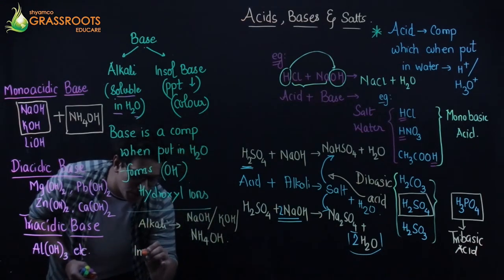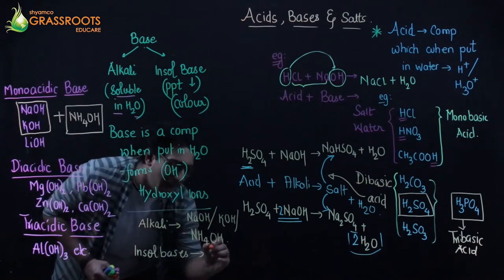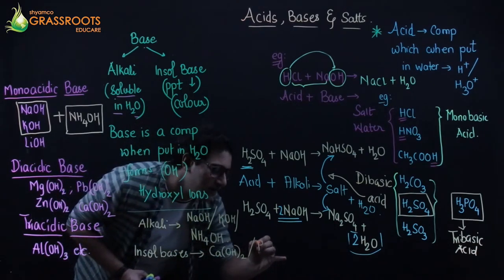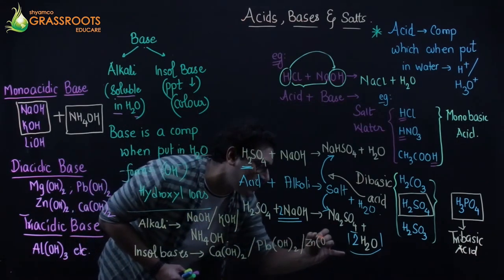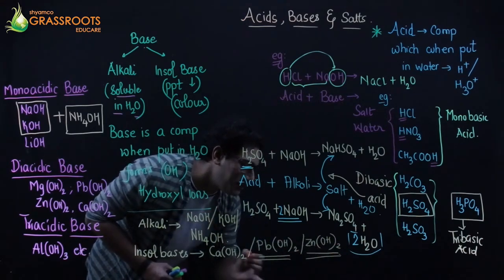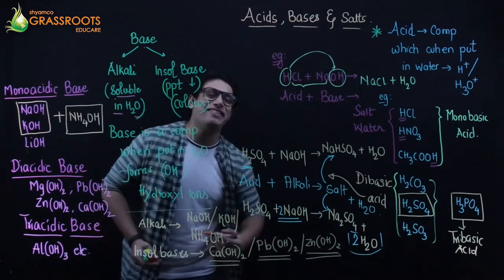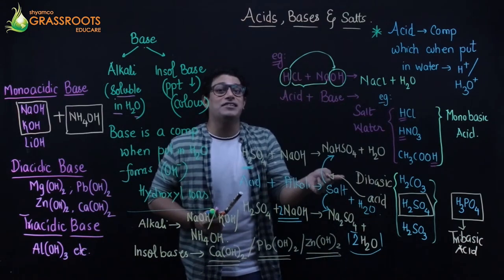And the insoluble bases, we have calcium hydroxide, we have so many, lead hydroxide, zinc hydroxide, etc. इसका color is gelatinous white, इसका color is chalky white, इसका color is milky white. ये सारे colors हम लोग analytical chemistry में पढ़ेंगे.